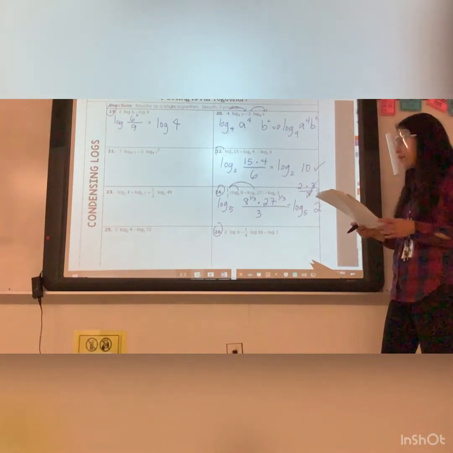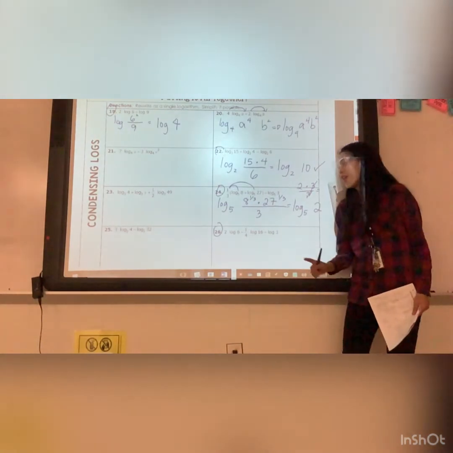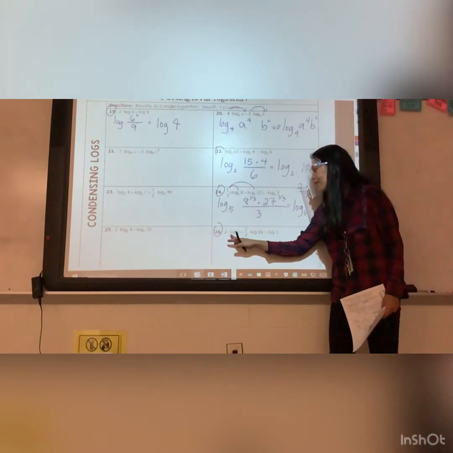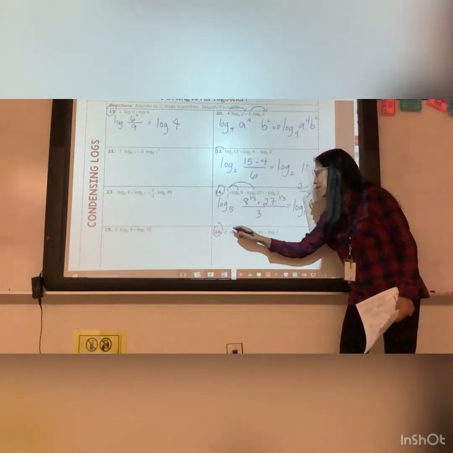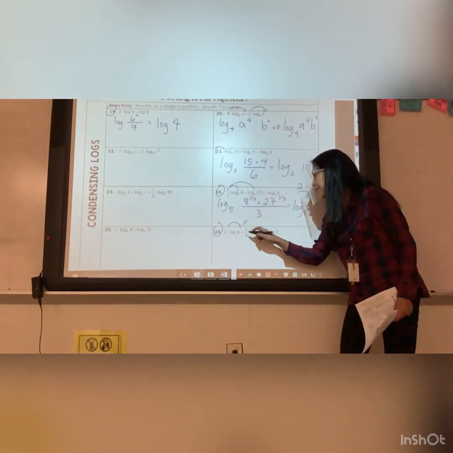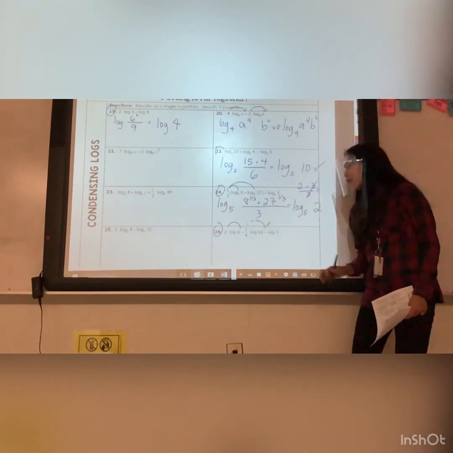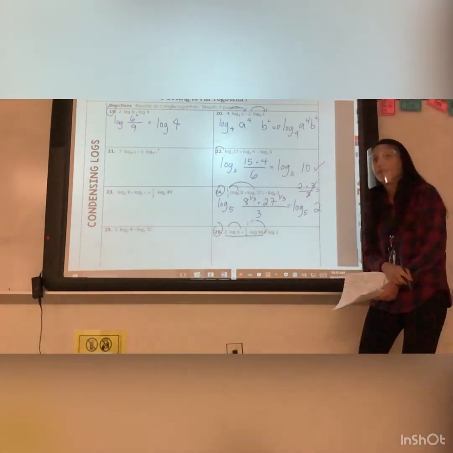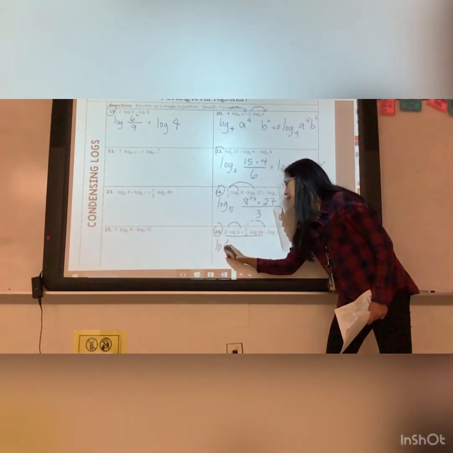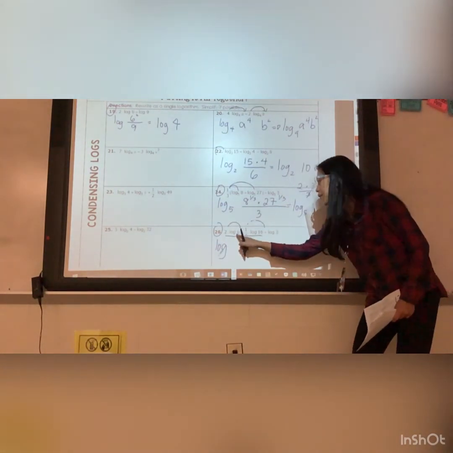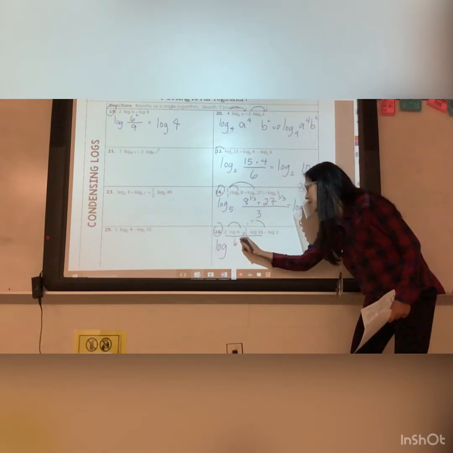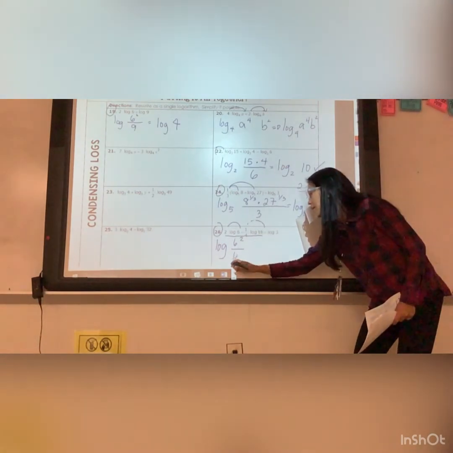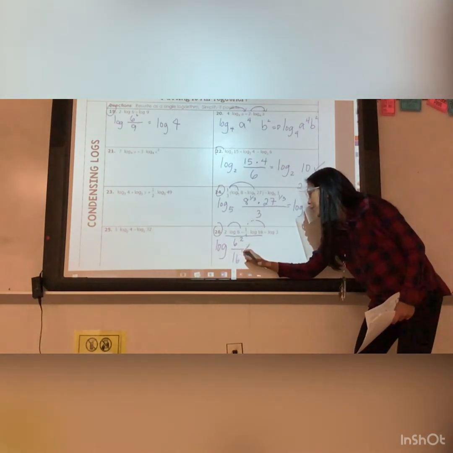Let's have number 26. In number 26, there's a fractional exponent. There are exponents here. So first we have to set it up. If it's the minus sign, you have to divide first. So it's going to be log of 6 to the second power, and then divided by 16 raised to 1/4.